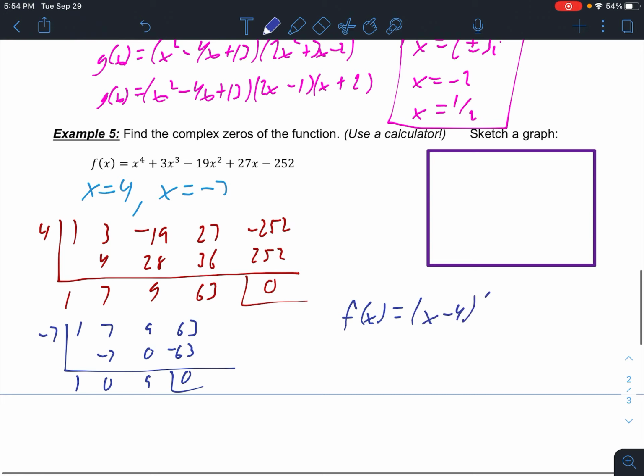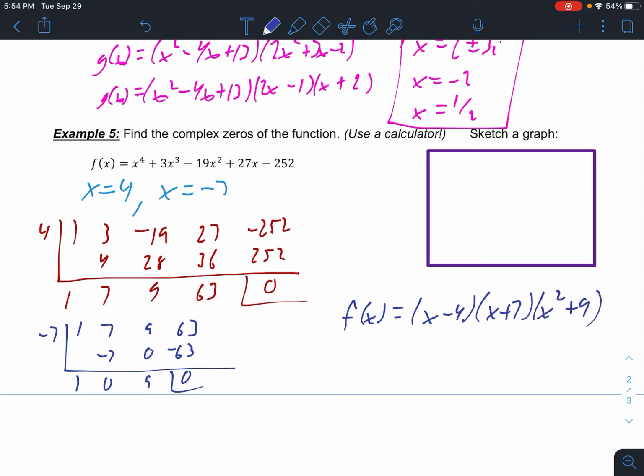x minus 4, x plus 7, and then what's left over here is 1x squared plus 0x plus 9. So we already have the answers from here and here. We just need to get our answers from here. So x squared plus 9 equals 0. x squared equals negative 9. x equals plus or minus root negative 9. So x equals plus or minus 3i.